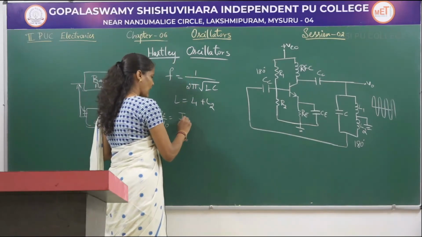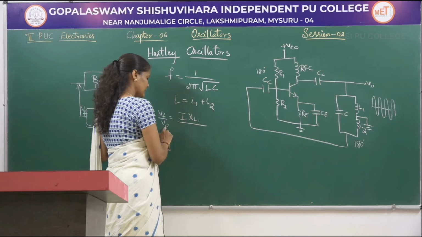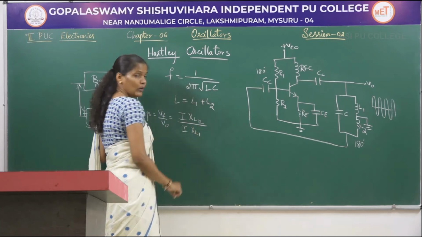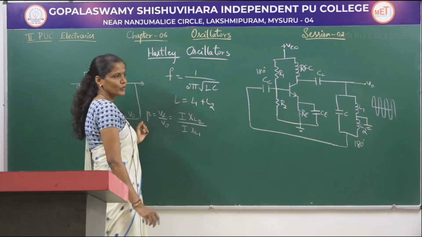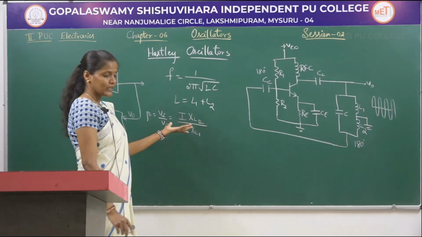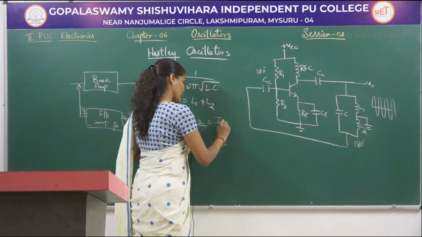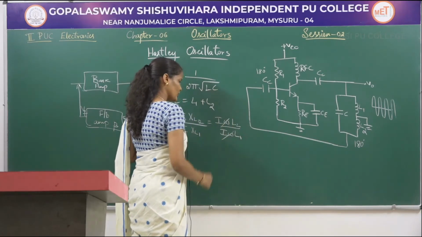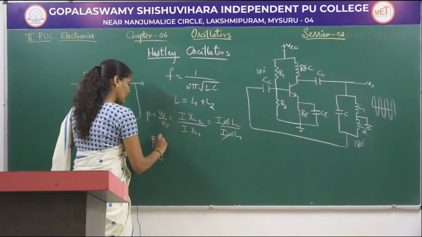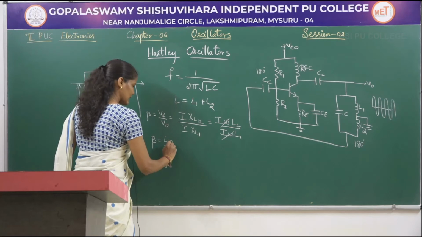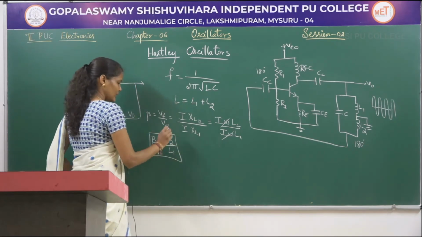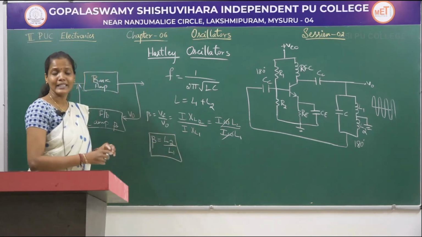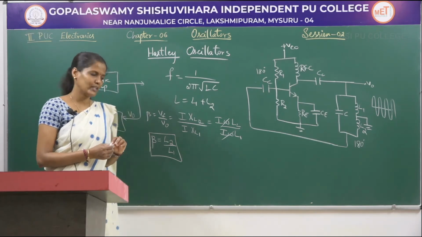So Vf is I into XL2, sorry, this is XL2, divided by V0, which is I into XL1. But XL is equal to 2 pi F L, and 2 pi F, let me denote it as omega. So omega L2 divided by omega L1. These two get cancelled. So the feedback factor will be calculated using L2 divided by L1. So beta is equal to L2 divided by L1, and this beta is called the feedback factor.